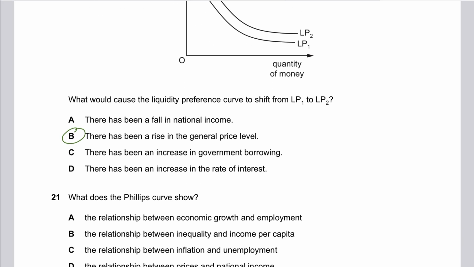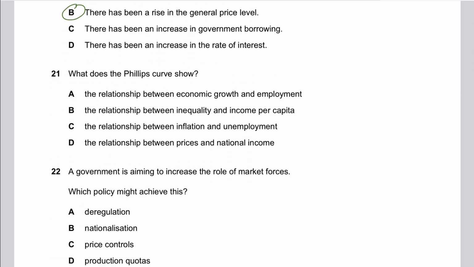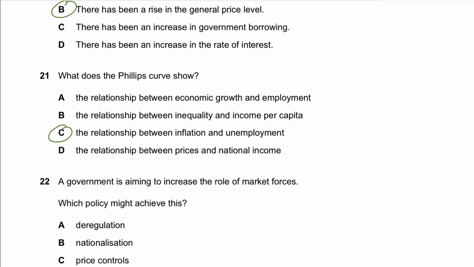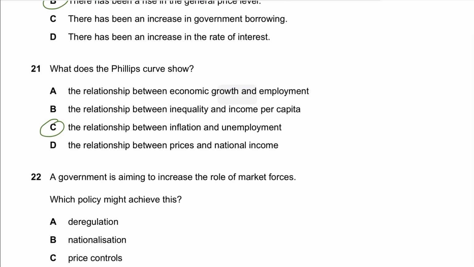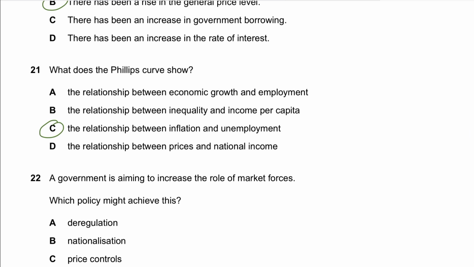Okay, it's pretty simple. Question number 21, again, such a simple question. What does the Phillips curve show? It shows the relationship between inflation and unemployment. I think everyone would mark this correct. 21C, it shows the relationship between inflation rate and the unemployment rate, and we know there's an inverse relation between inflation and unemployment in the short run, as denoted by the short run Phillips curve.